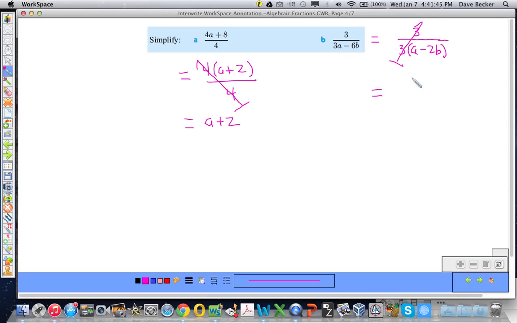And here's a common mistake. People say, oh, the 3's are gone, so the answer is just a minus 2b. Well, no, a minus 2b is in the denominator, and what is left up here in the numerator is a 1, okay? Because 3 over 3, this is really equal to 1 over 1 times a minus 2b. That's really what has just happened. And we need to keep this 1, otherwise there's nothing up here in the numerator. We don't need this because 1 times a minus 2b is a minus 2b.